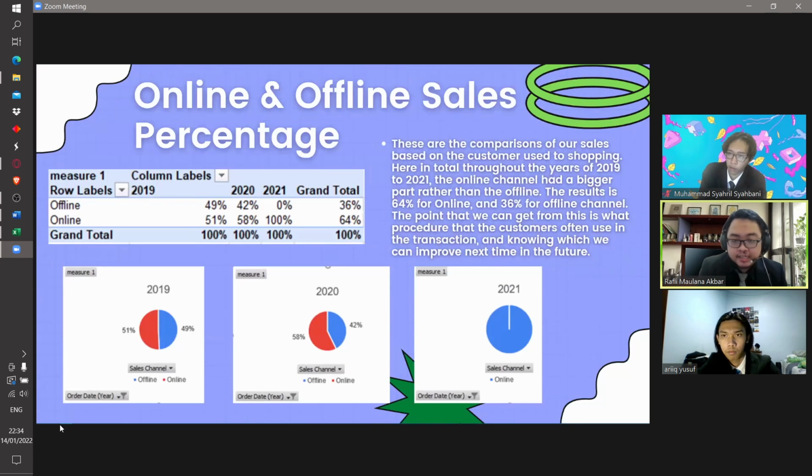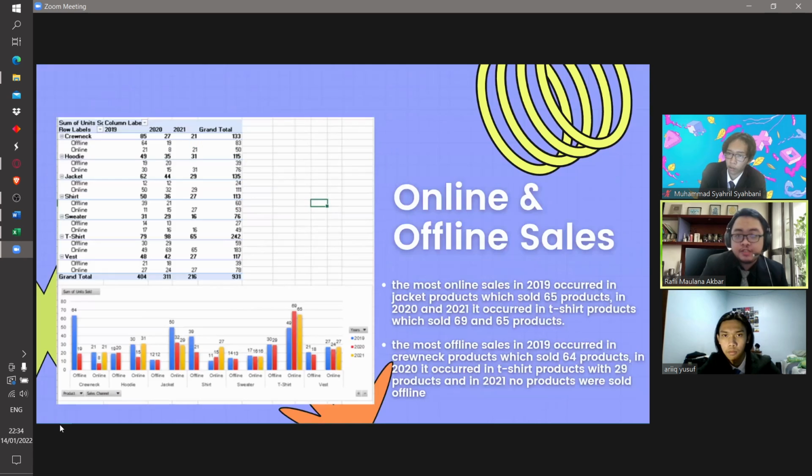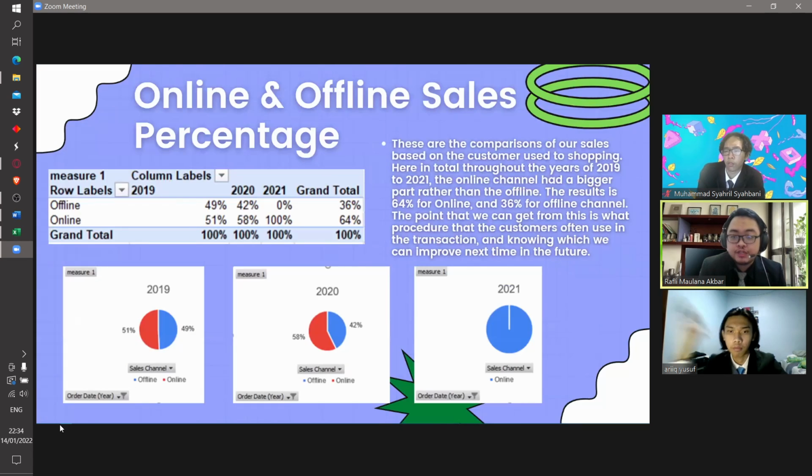The most offline sales, let's move to the previous one, sorry. I'm not finished. The most offline sales in 2019 occurred in crewneck products, which sold 64 products. In 2020, it occurred in t-shirt products with 29 units, and in 2021, no products were sold offline. It's because of the pandemic. I'm going to hand this over to my colleague, Syahril Syahbani.